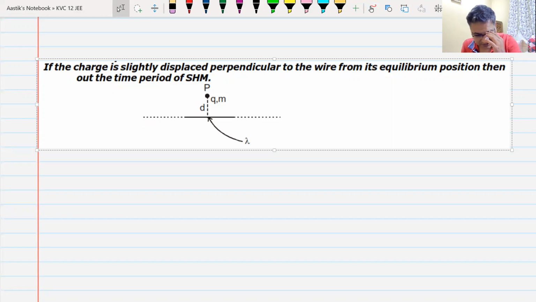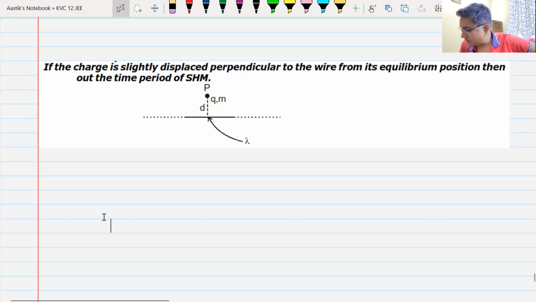So with electrostatics, they can mix up work, power, and energy. And with electrostatics, they can mix up SHM. But I think your SHM is still not done. So once that SHM is done, then we will come back and solve this problem. So we are not going to do it now.